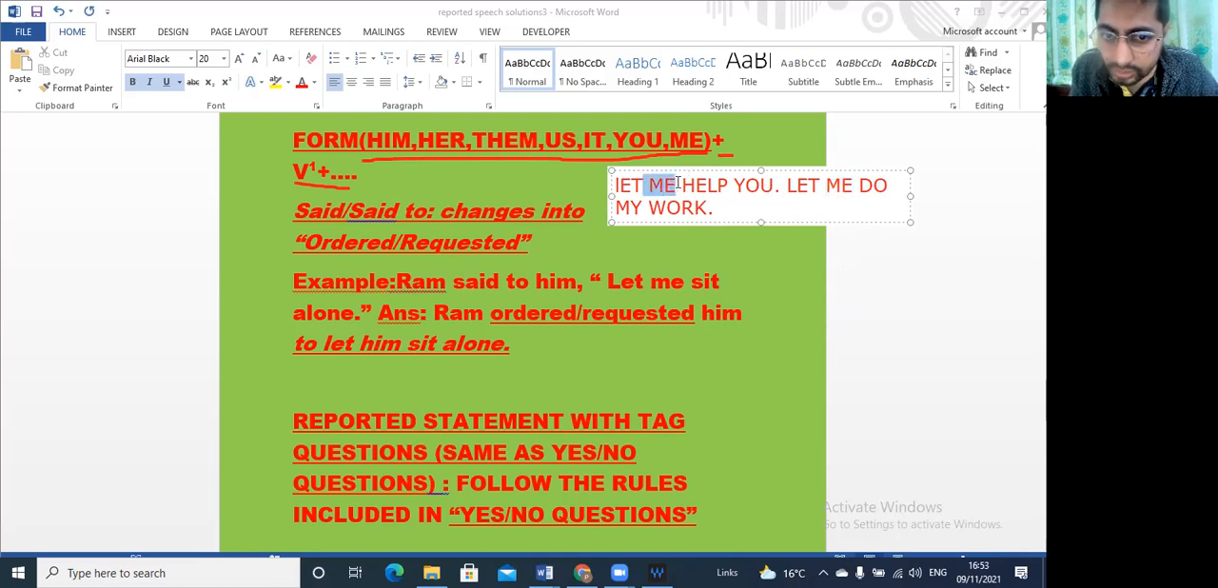After me, which verb is used here? Verb one. Let him do his work. Let him solve it. Okay, in the first structure, him is the objective form, and solve is verb one or the base verb. After the objective form, verb one or the base verb is used here.